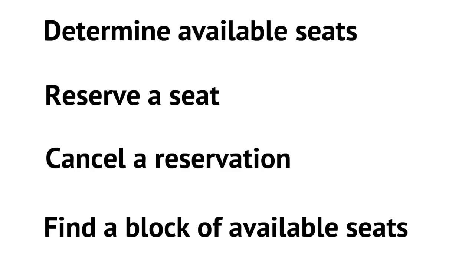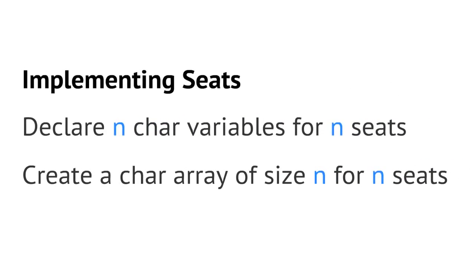But we haven't said anything again about the actual implementation. So how would we go about implementing, or having a specific representation, a specific structure for the seats? That's what we're going to take a look at next. In terms of representing these seats, one thing that we could do is declare n character variables for n seats. We may have 300 seats in a concert hall, or 500 seats. I don't know what the typical number is for a concert hall; I guess it depends on the size. But whatever it is, we could declare that number of character variables for the number of seats.